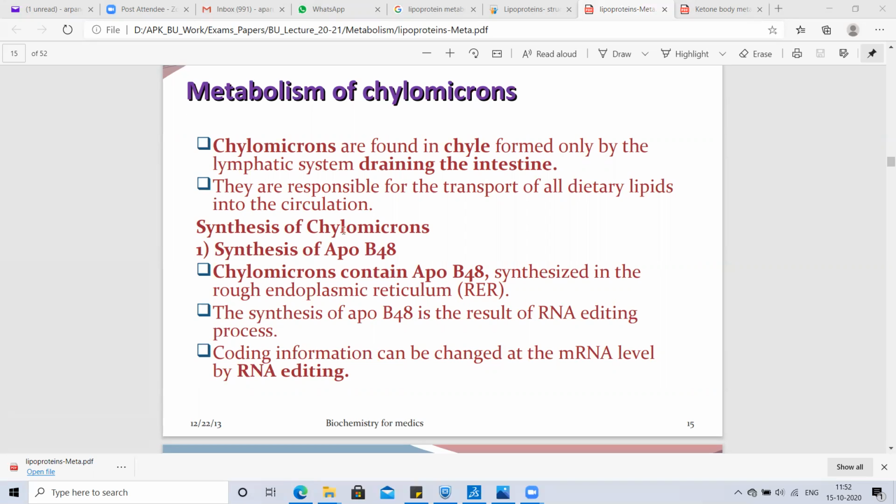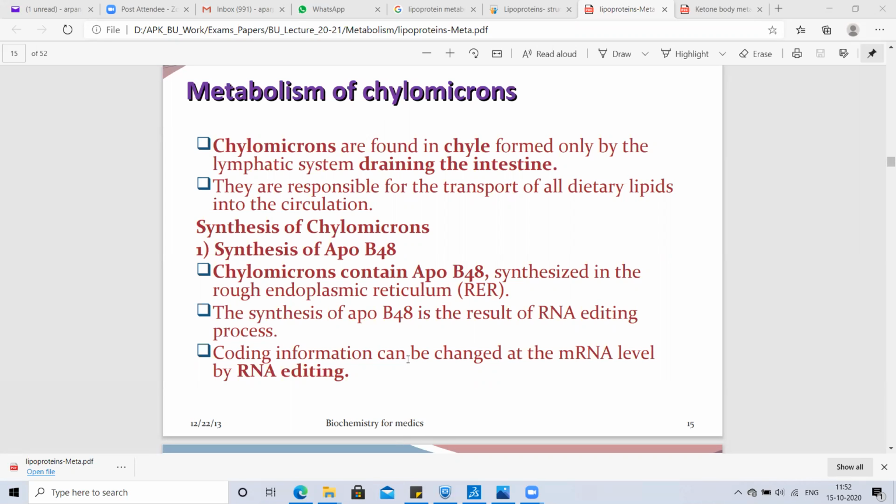Okay, so basically chylomicrons are found in chyle. Where are these chylomicrons, and how do they get synthesized? These chylomicrons are synthesized in the rough endoplasmic reticulum, and they contain apolipoprotein B48. As we saw in the earlier slide, the synthesis of ApoB48 happens in the intestine, and basically it results from an RNA editing process.